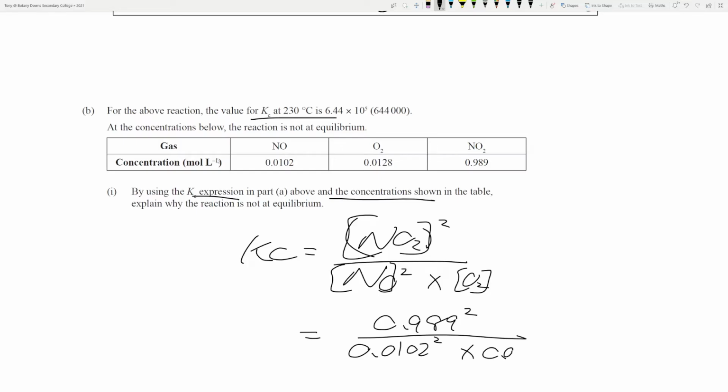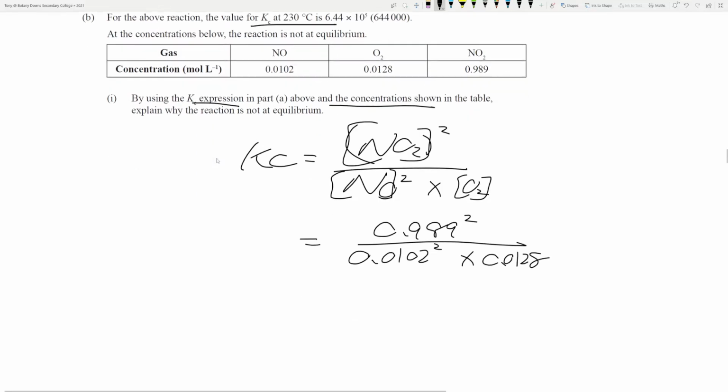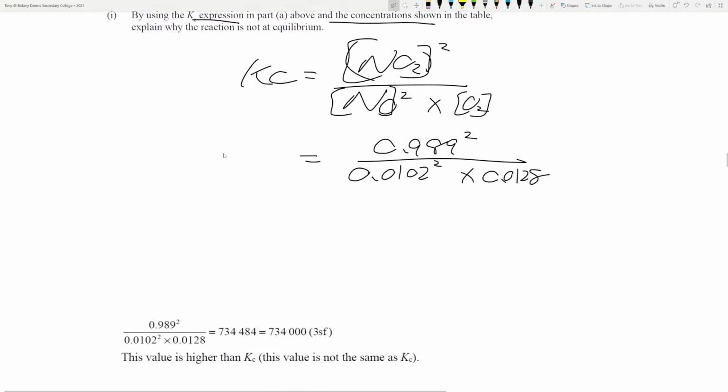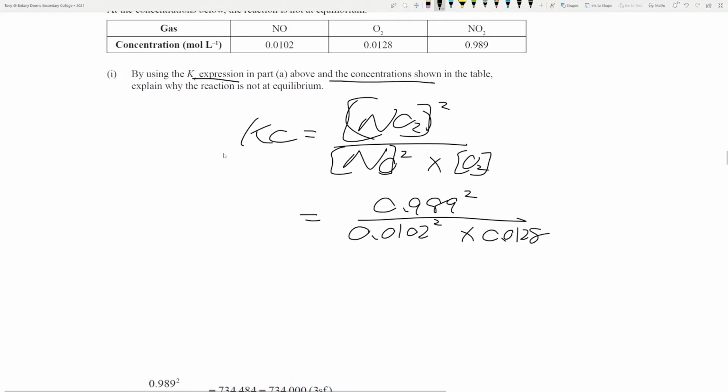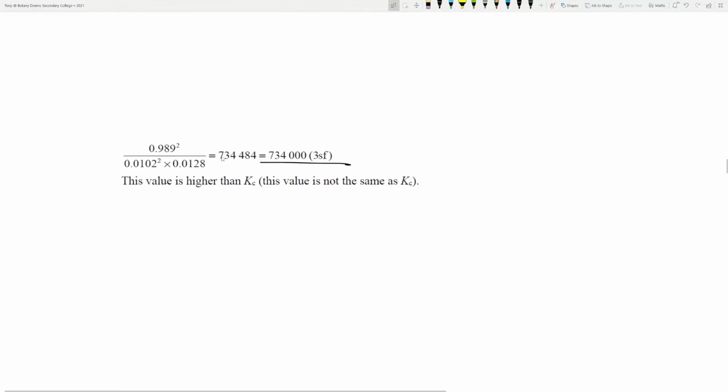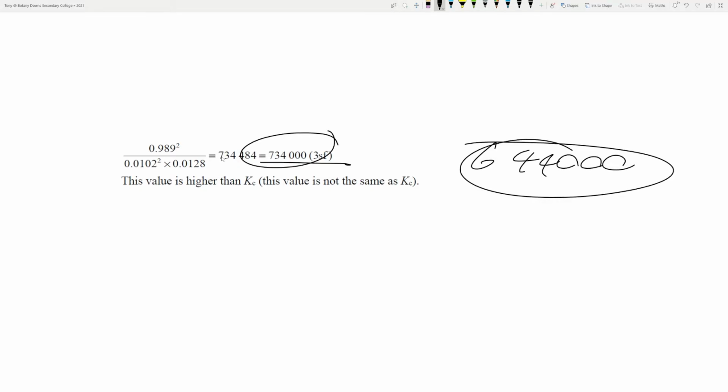This is not difficult, guys. Just substitute numbers in, and then get the answer. It's right here: 734,000. If you look at the Kc value, the Kc value is 644,000. If this system was at equilibrium, these two numbers should be exactly the same, and they're not. Therefore, it's not at equilibrium.